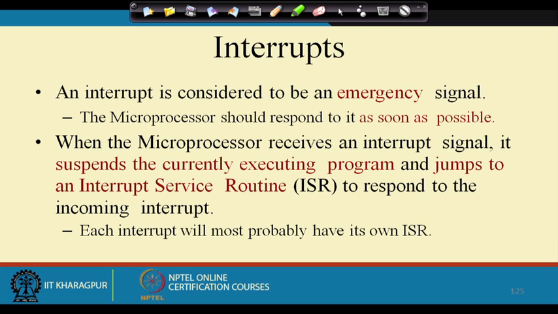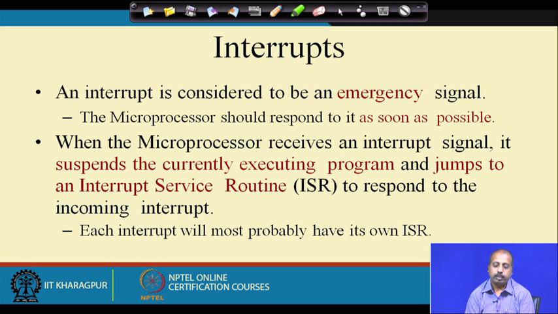So, when the microprocessor receives an interrupt signal, it suspends the currently executing program and jumps to the interrupt service routine to respond to the incoming interrupt. As I said, every interrupt has a corresponding interrupt service routine. The processor was executing some program, all of a sudden the interrupt has occurred. So, it has to suspend the program that it was currently executing and go to that interrupt service routine, execute it, and once the interrupt service routine is over, it should resume the original operation. That is how this sequence of operation should take place.